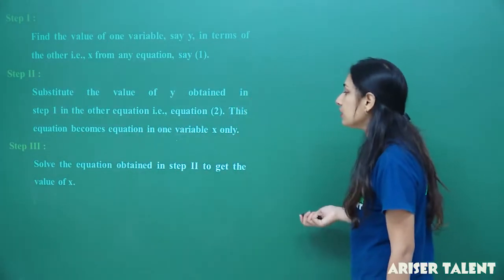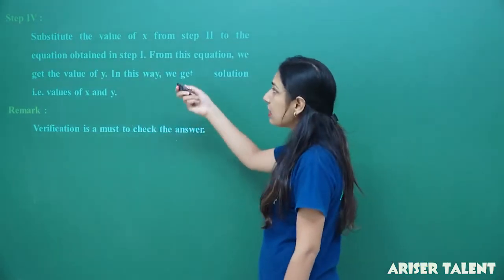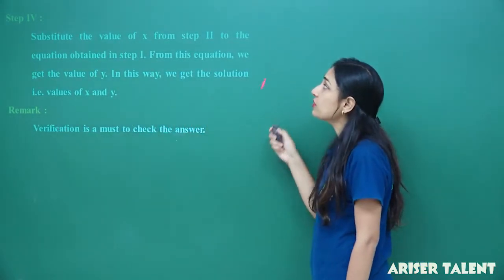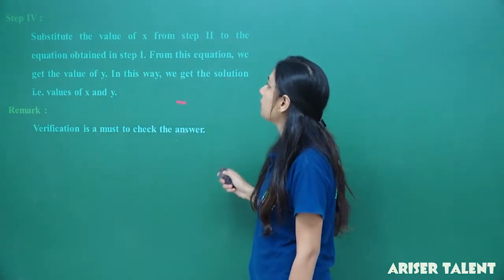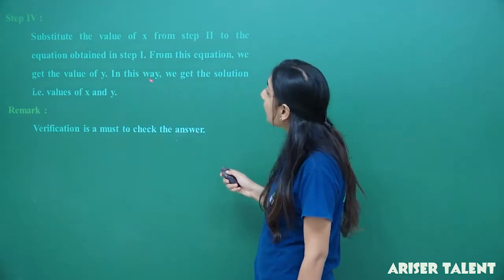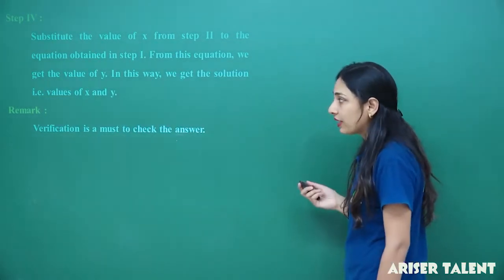Step 3: solve the equation obtained in step 2 to get the value of x. Step 4: substitute the value of x from step 3 into the equation obtained in step 1. From this equation we get the value of y. In this way we get the solution, that is the values of x and y.